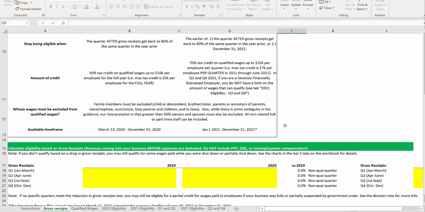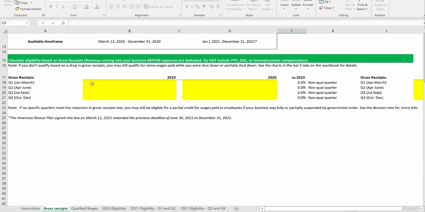They were able to essentially do their jobs without being affected in that way. So because of that, we're only going to be looking at the gross receipts decline on whether or not they're eligible for claiming any ERTC in 2020. So what I did here is we're going to look at 2019 and 2020, and we're going to look at total gross receipts quarter by quarter.